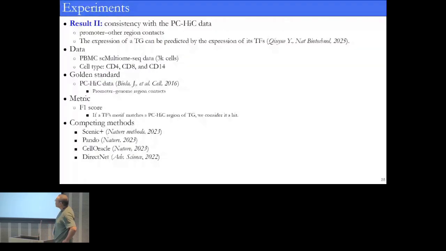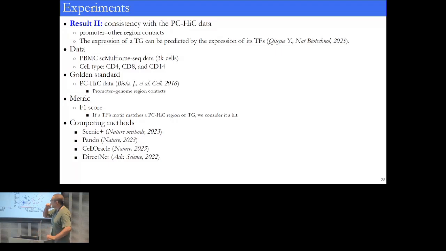The second thing we compare is the consistency of the prediction, whether the prediction is consistent with the PC-HiC data. PC-HiC data provides the regions that interact with the promoter regions. If we find a transcription factor that is able to bind to a region that interacts with the promoter region, we count that as a hit. Based on that, we define an F1 score to do such a comparison. For the details, you can look into the paper. But here is the result.